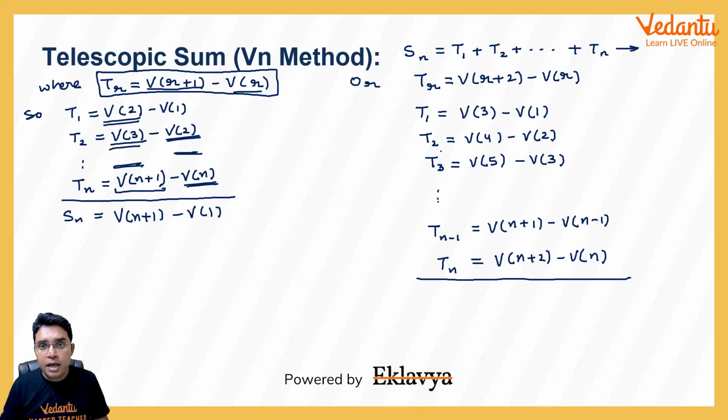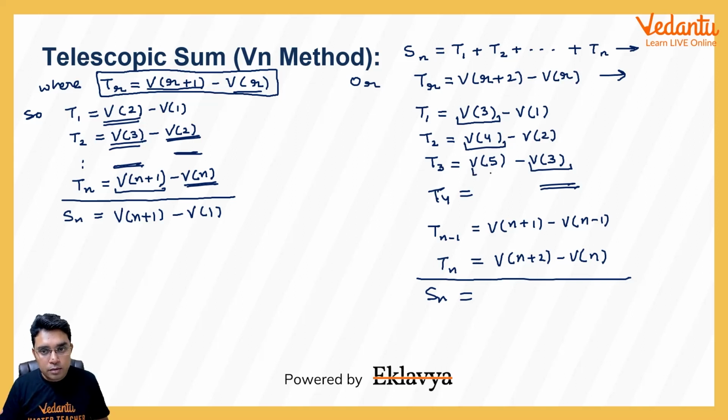In some cases T_r may not be V_(r+1) minus V_r, rather V_(r+2) minus V_r. In fact, V_(r+3) minus V_r is also possible. But in this case, you have to understand the difference. T_1 will be V_3 minus V_1, T_2 will be V_4 minus V_2, and so on. And if you start adding them, you can see the terms will not cancel immediately. Like V_3 will be cancelled with this V_3 here. Similarly, V_4 will be cancelled with V_4, which will be written in T_4 here.